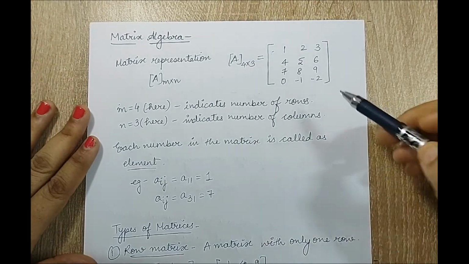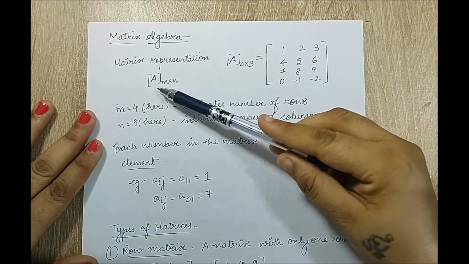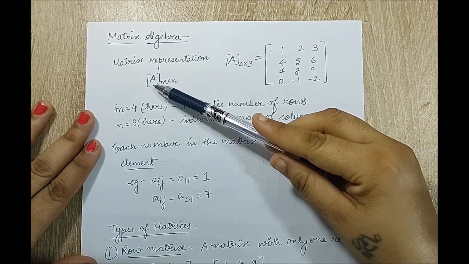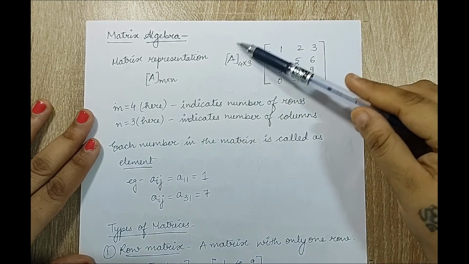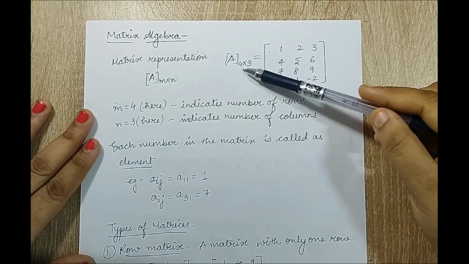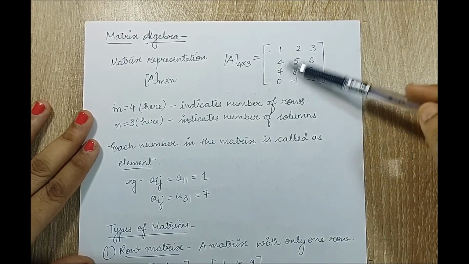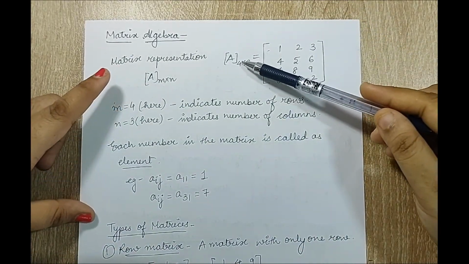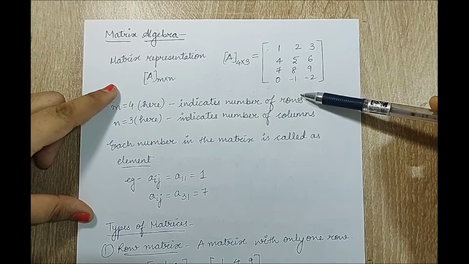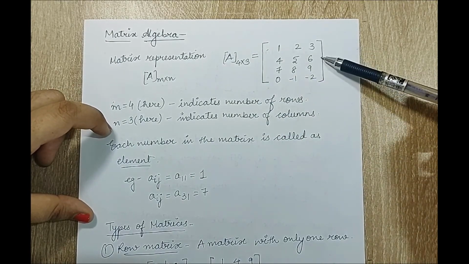So here you can see I have started with the representation of a matrix. This is how a matrix is represented. A is, say, the matrix, and M into N is the order of the matrix. Now I have taken an example here. A is 4 by 3. You can see there are 4 rows and 3 columns. So M here is 4, which indicates the number of rows, and N here is 3, which indicates the number of columns.